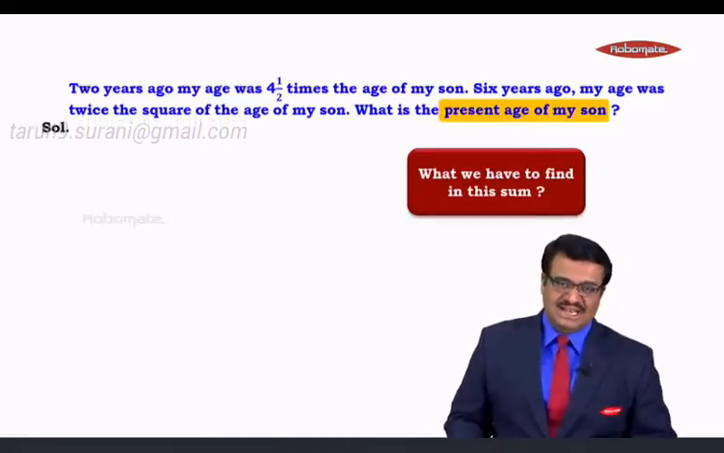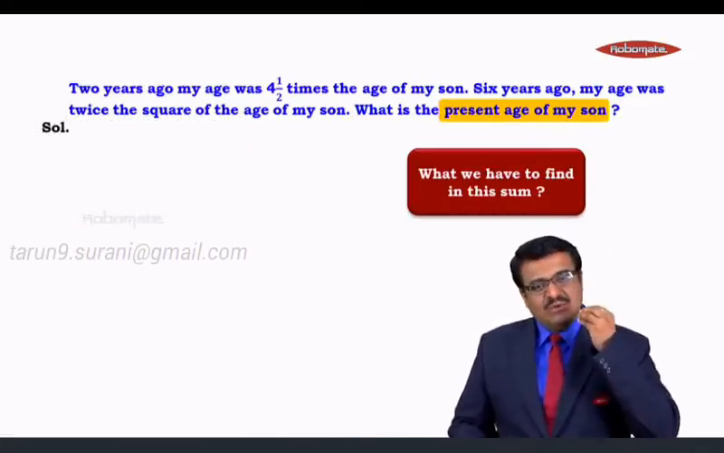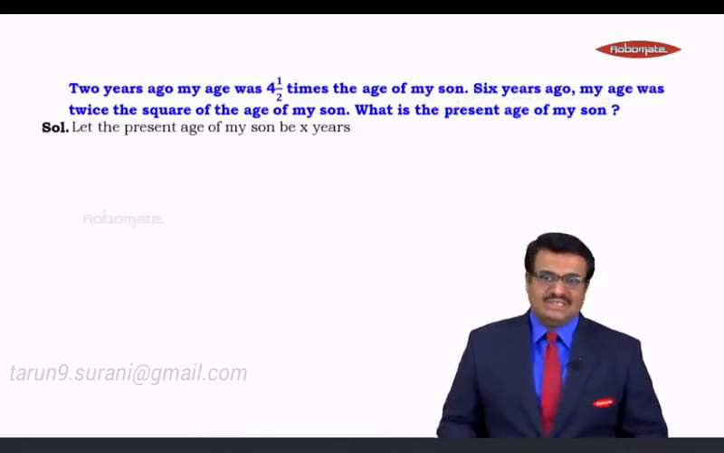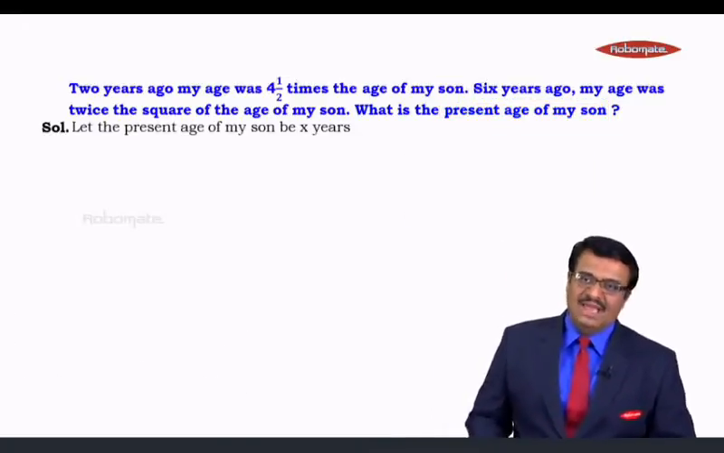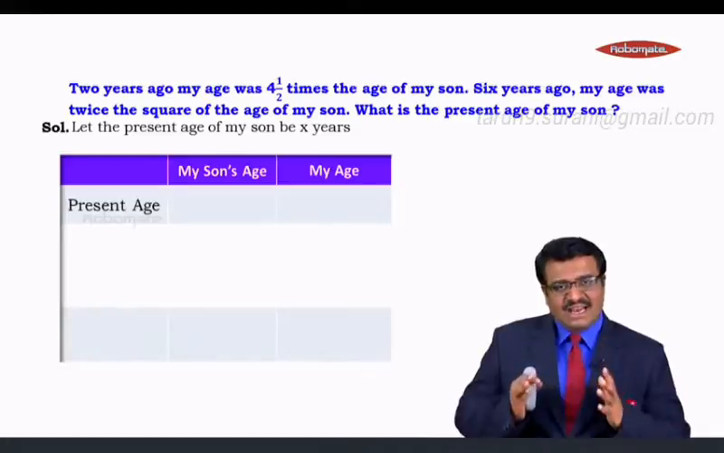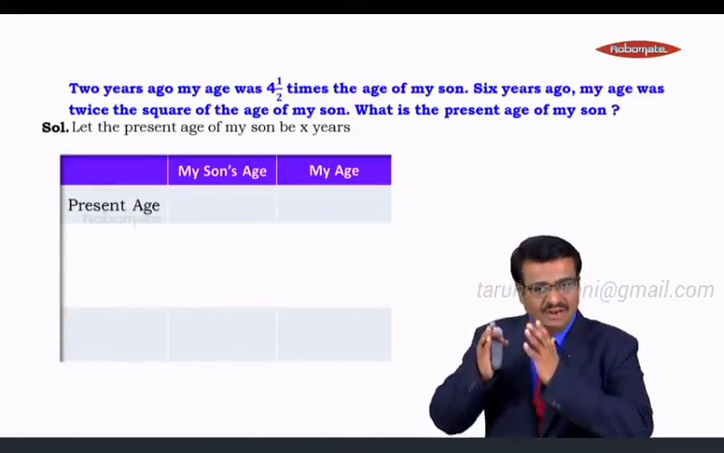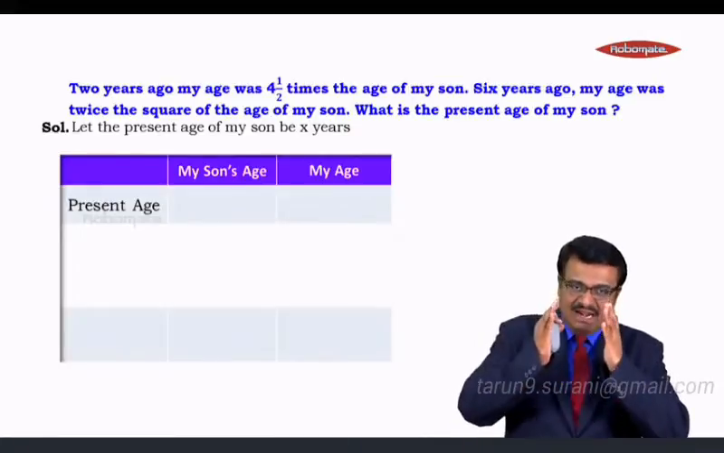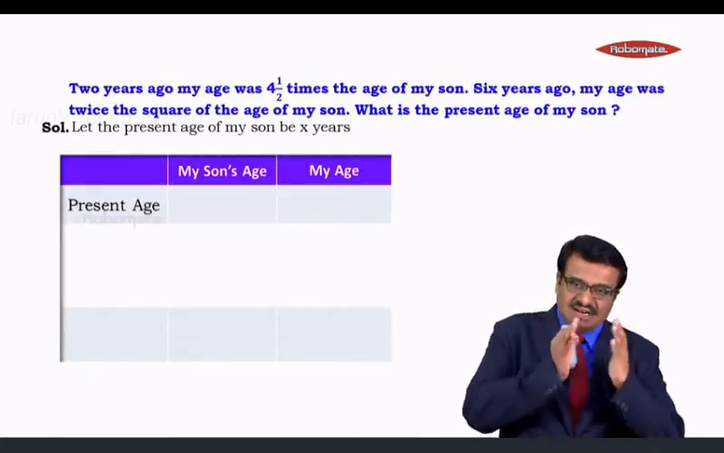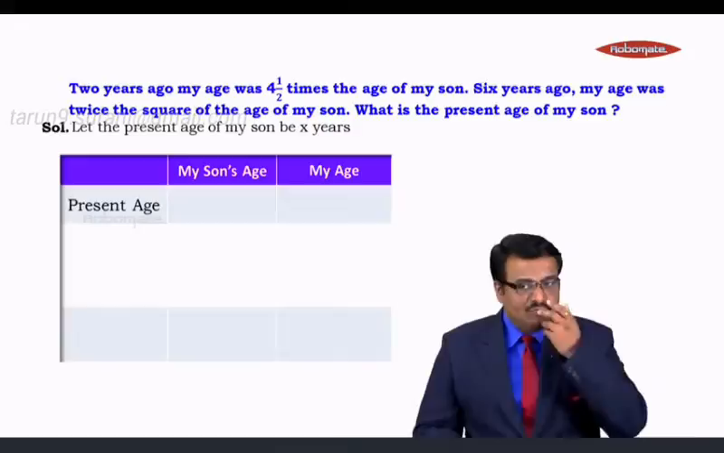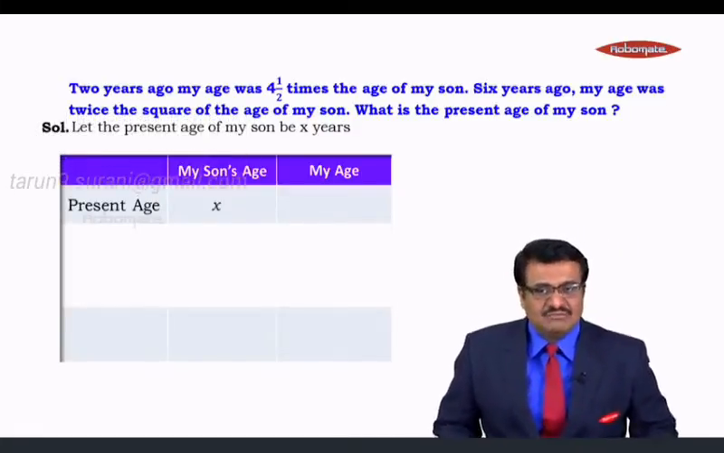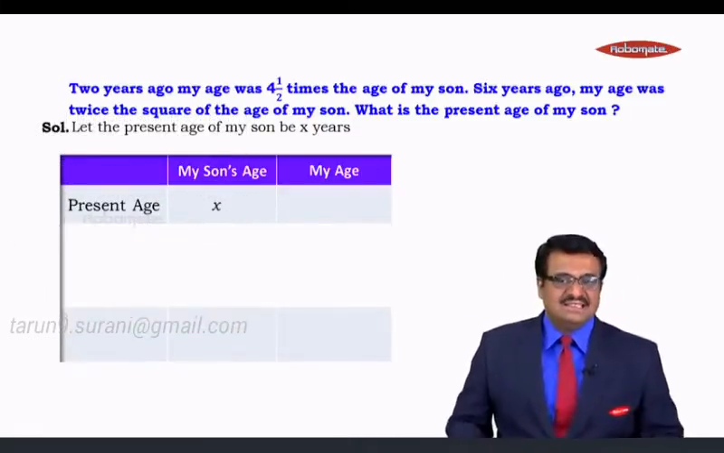Only one question is asked, and since only one question is asked, we can take that as x. So how do we start? Let the present age of my son be x years. We will understand this sum with the help of a table. First column will have the different ages, the second column will be my son's age, and the third column will be my age, right? So first is present age. Present age of my son, we have assumed it as x years.